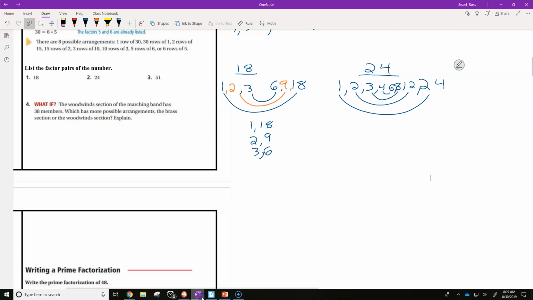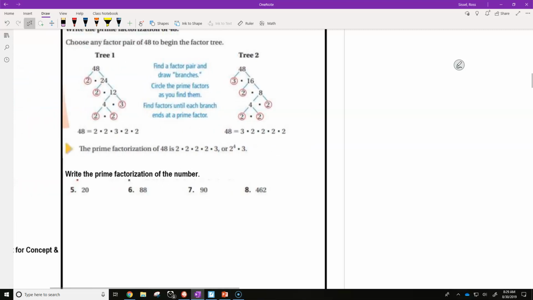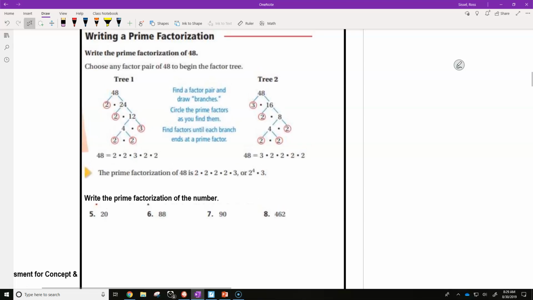All right. We're going to stop on that part. We're going to try this part, which is supposed to be harder, but I feel like you guys do better with this. So, this one is writing prime factorization. Writing a prime factorization of 48. They already did the work for us. Okay? Now, it shows us this is called a factor tree.